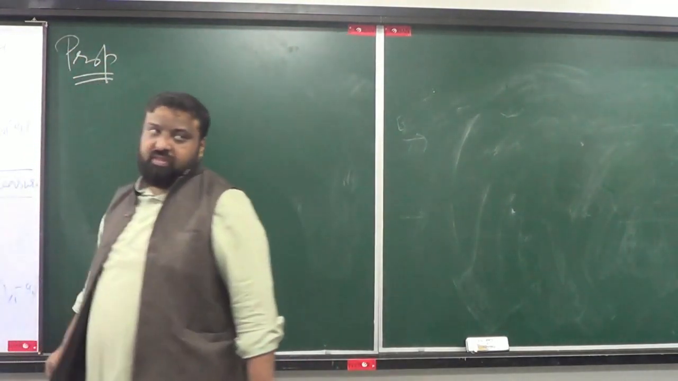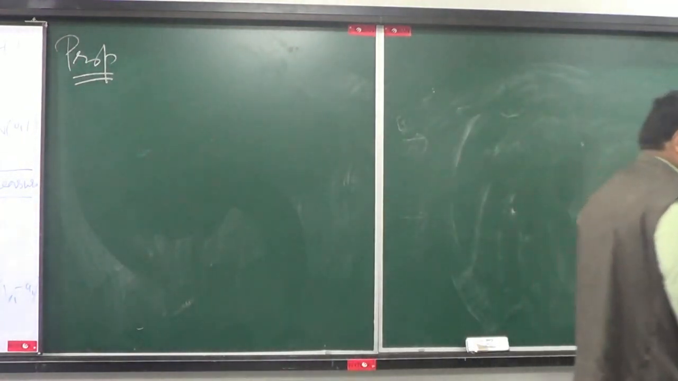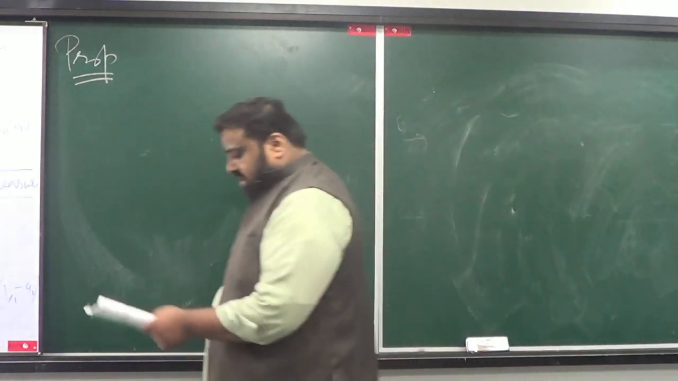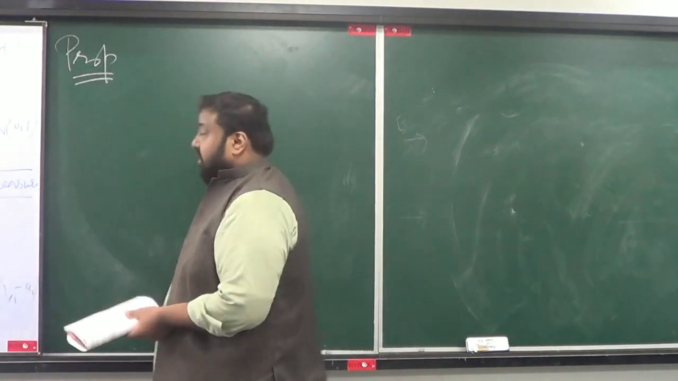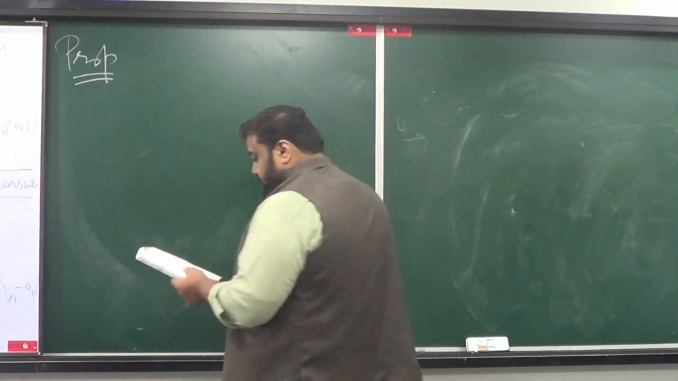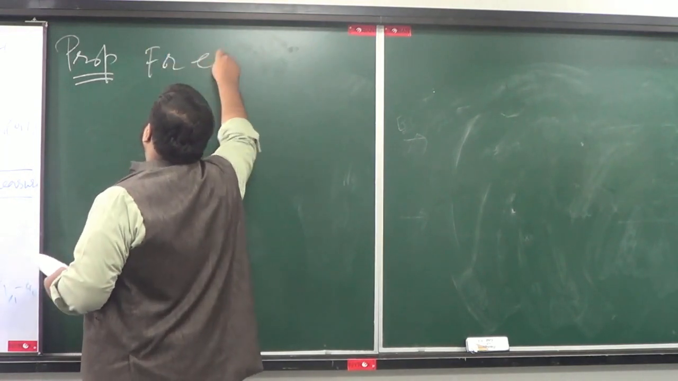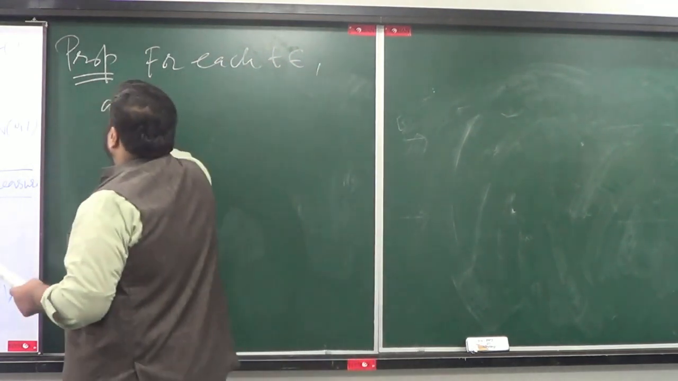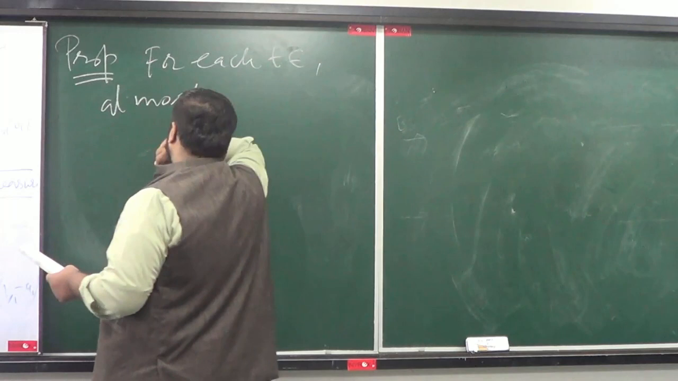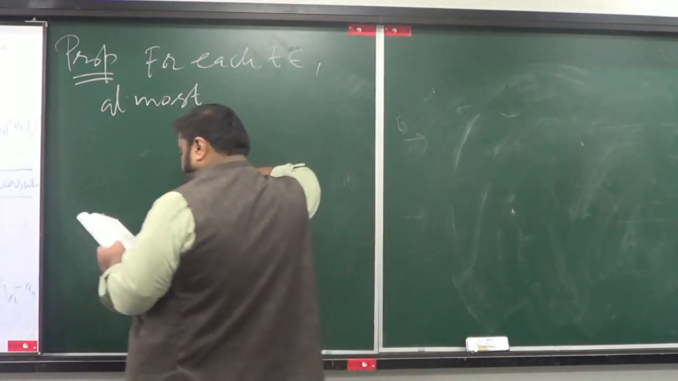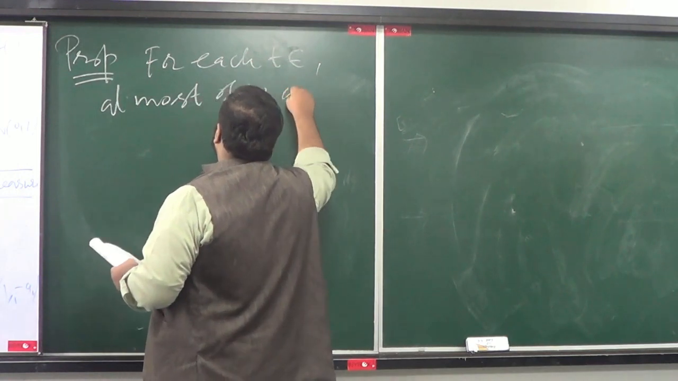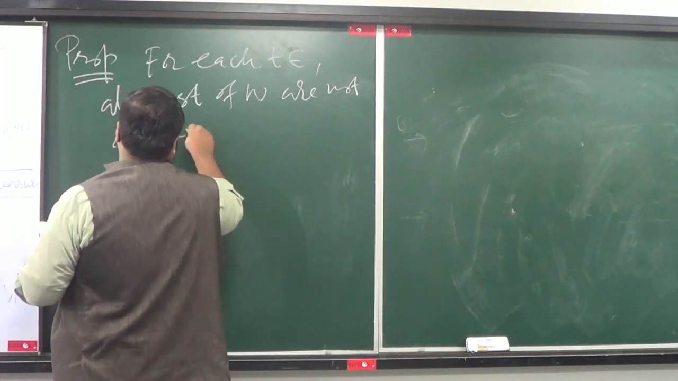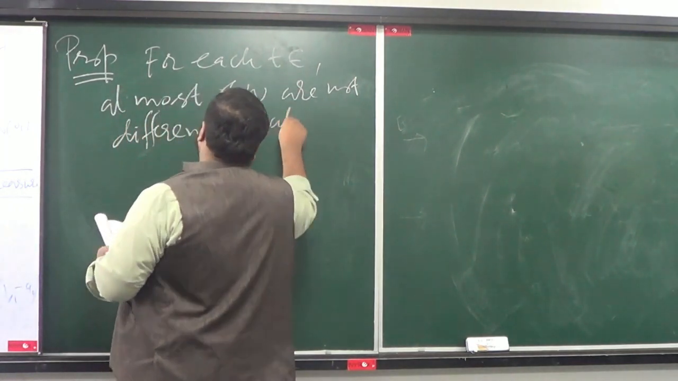So here's a proposition that tells you that Brownian motion is rough. If it's pretty rough, we're talking about something massive. Okay. So for each time t, almost all paths W are not differentiable.